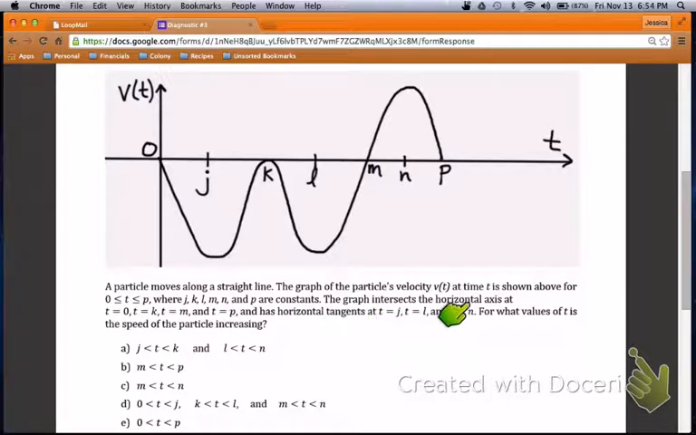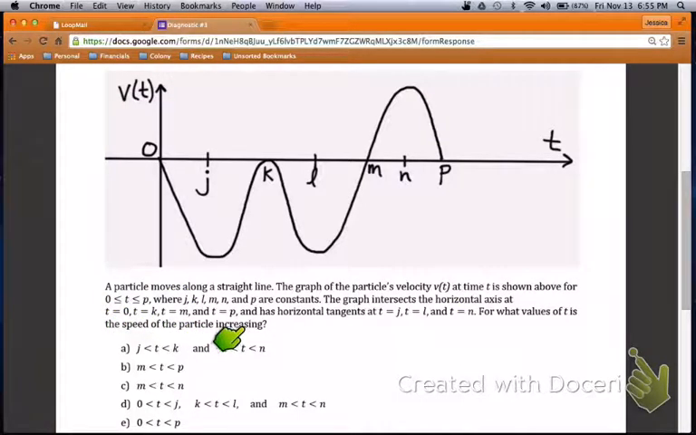The graph intersects the horizontal axis at t equals 0, k, m, and p. So it intersects the horizontal axis here, here, here, and here. And it has horizontal tangents at j, l, and n. So there's a horizontal tangent here, here, and here. For what values of t is the speed of the particle increasing?